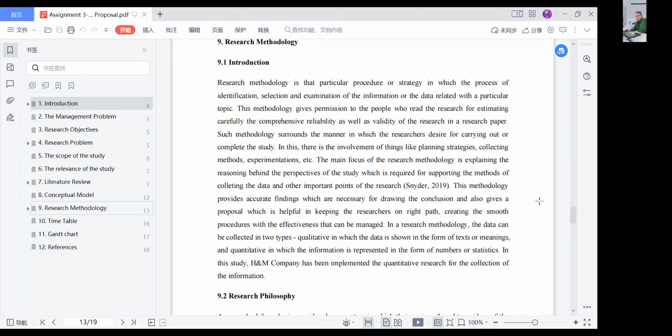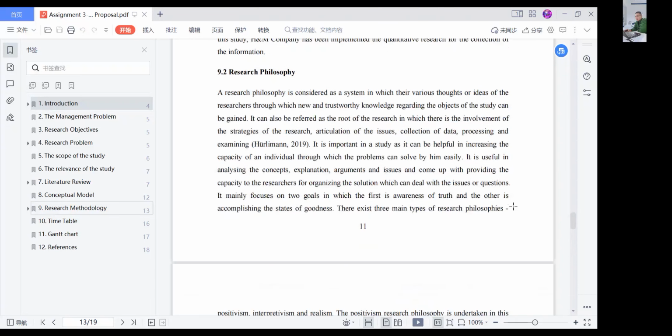The main focus of research methodology is examining the reasoning behind the perspective of the study, which is required for supporting the method of collecting the data and other important points of the research. In research methodology, data can be collected in two types: qualitative, in which the data is shown in the form of text or images, and quantitative, in which the information is represented in the form of numbers or statistics.